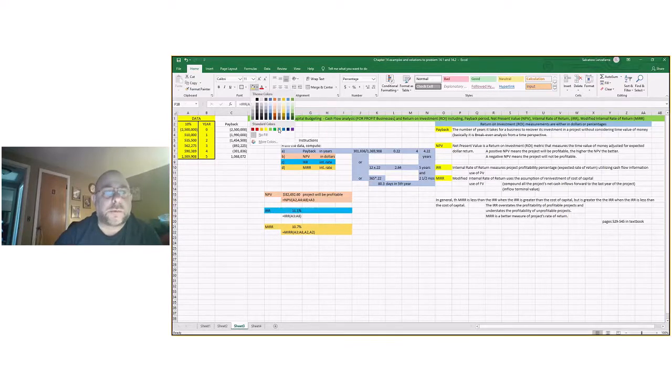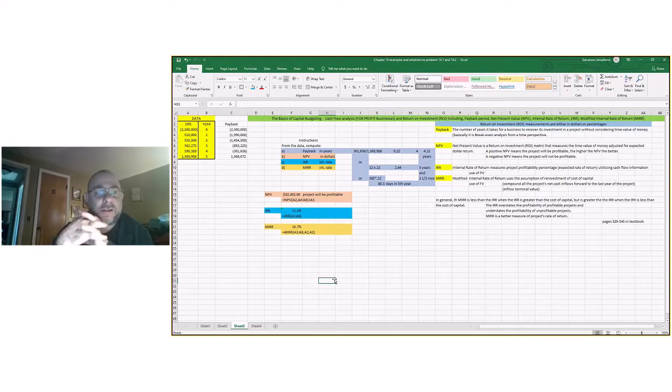Wish I had these tools when I was in school. They didn't have Excel back then. Wish they did. But that's how you do it.